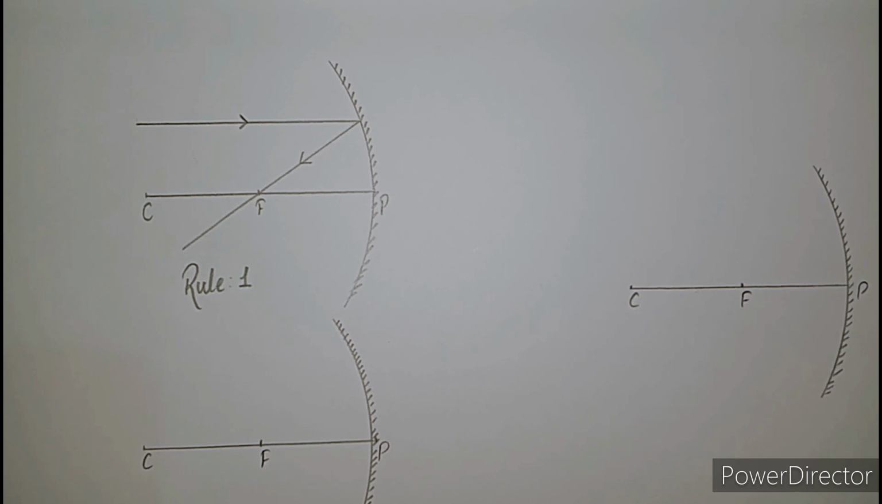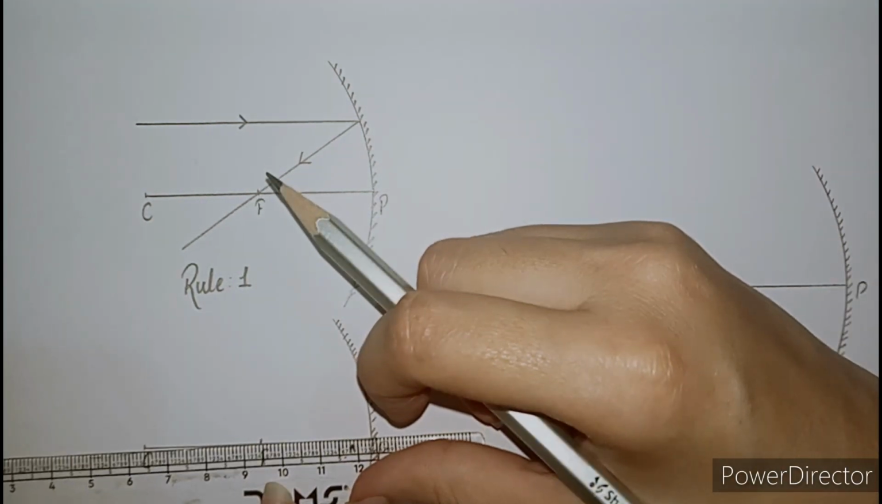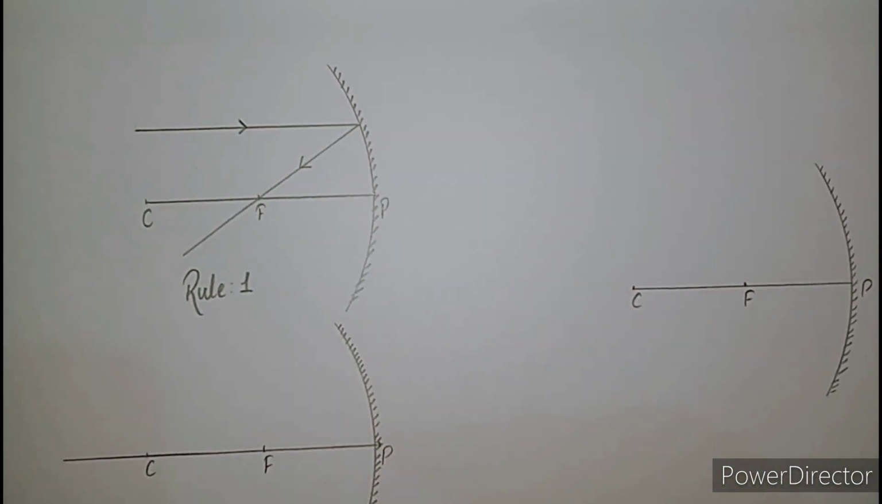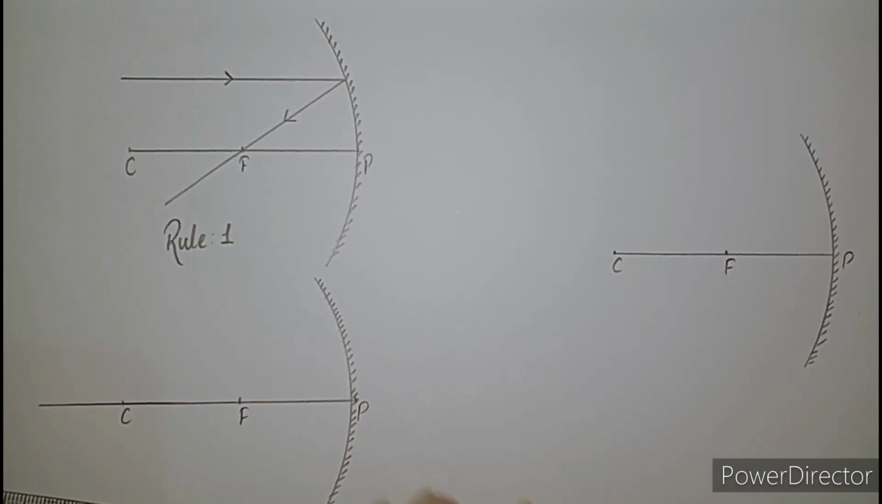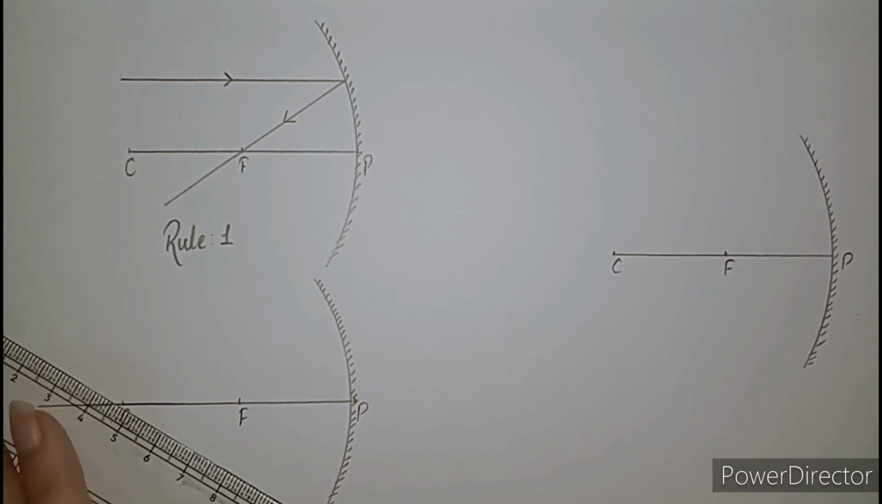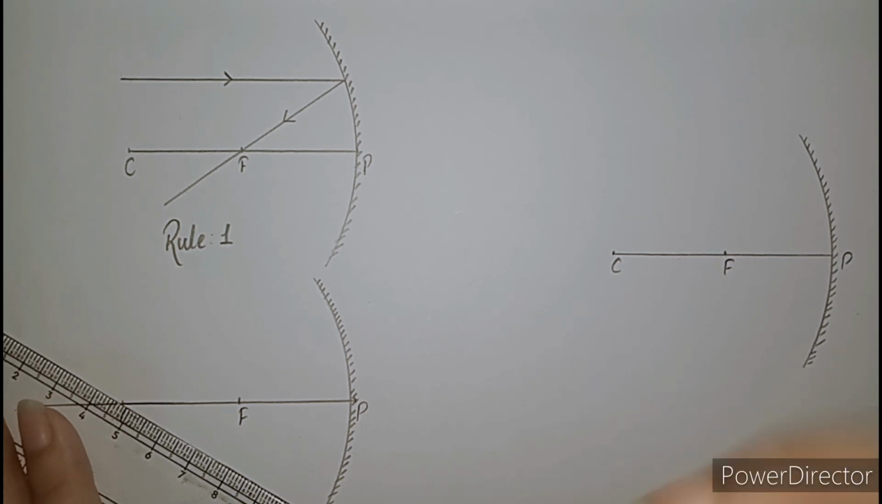Rule number 2 states that a ray of light which is passing through the center of curvature. We know that this is our center of curvature, and if I just extend the principal axis a little bit, and now a ray of light. The second rule states that if a ray of light is coming from the center of curvature, we can notice that this is our center of curvature, and now a ray of light will pass through this center of curvature. It will retrace its path, or will reflect back along the same path.